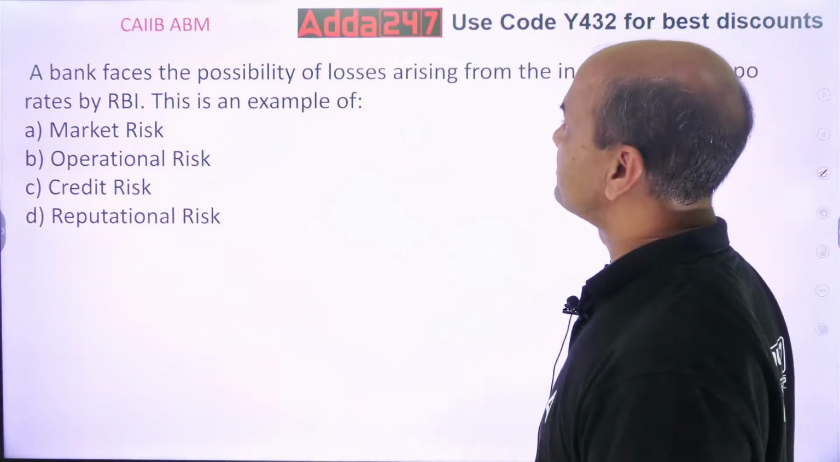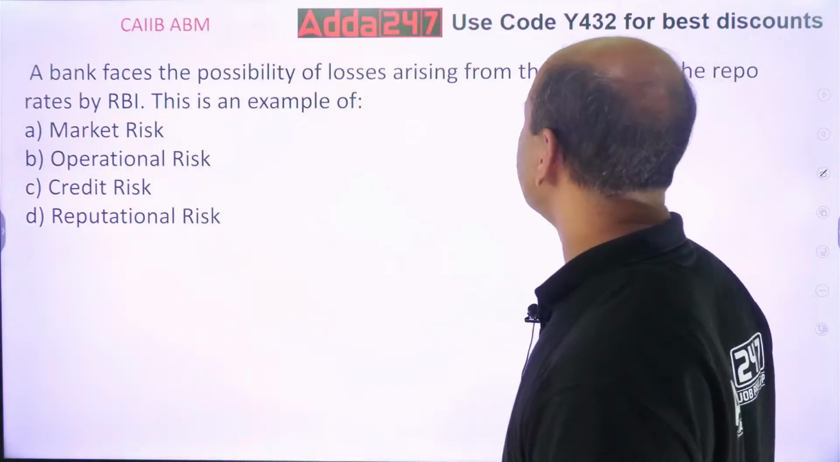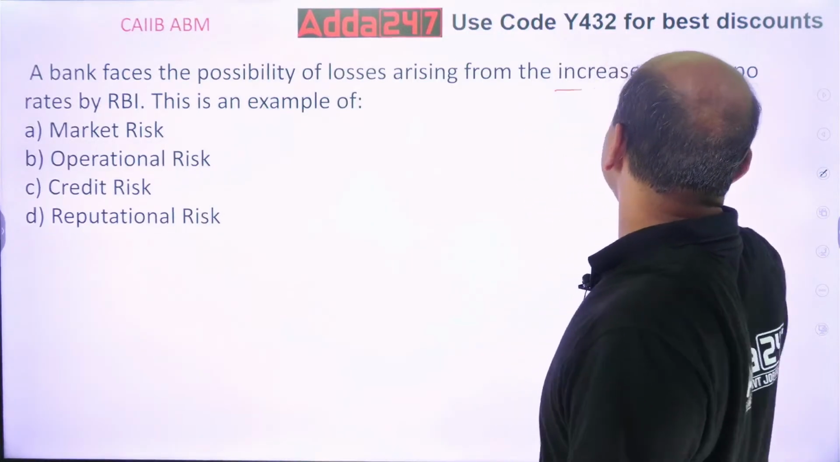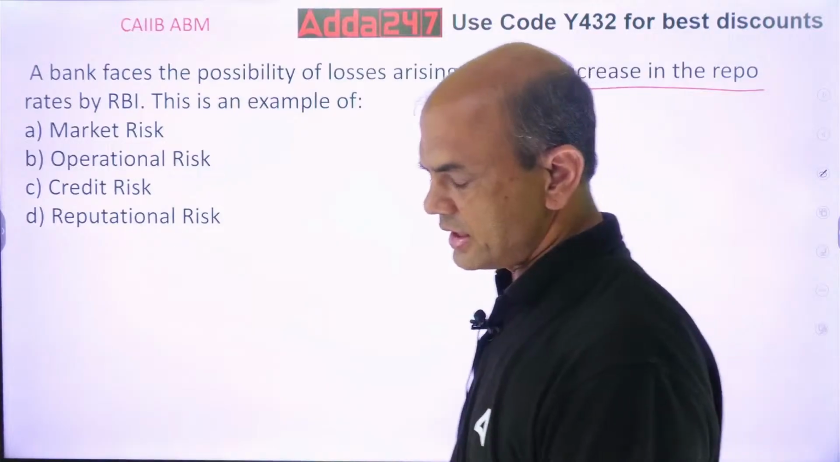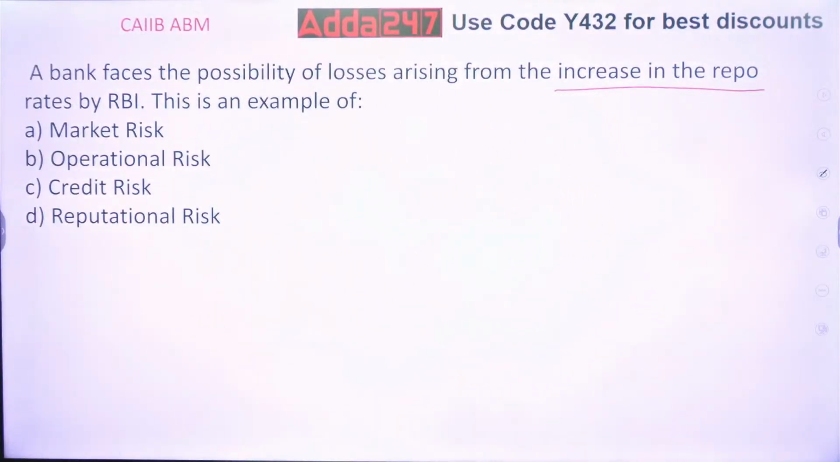A bank faces the possibility of losses arising from the increase in the repo rates by RBI. RBI increases the repo rates, and because of this, the bank might face losses in, let's say, its bond portfolio. Because where will the bank face the loss if the repo rates increase? The bank will face the loss mainly in the bond portfolio.